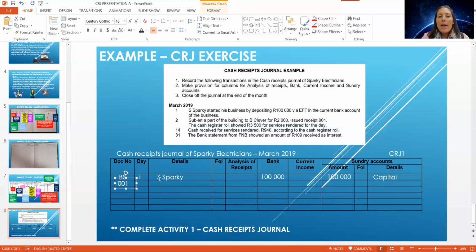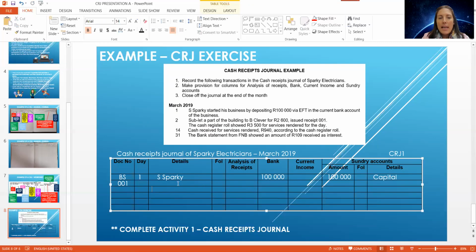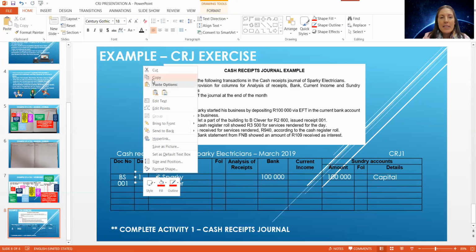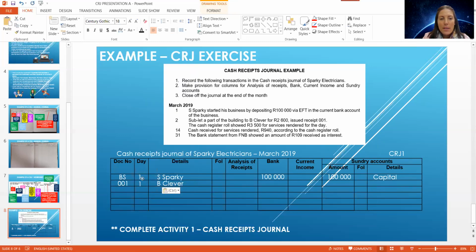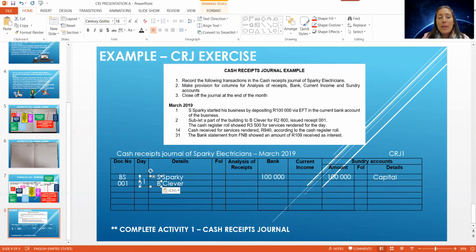Good. Then, who gave us that money? That is the name of the tenant, and that is Be Clever. So that you will put into your details column. And just before we go on, the date is the 2nd, so we can write in the day column the 2nd. Good. We did get the money in the business, in the till, because the tenant came and gave us that money, and we issued a receipt. So in analysis of receipt, we will write 2,600.